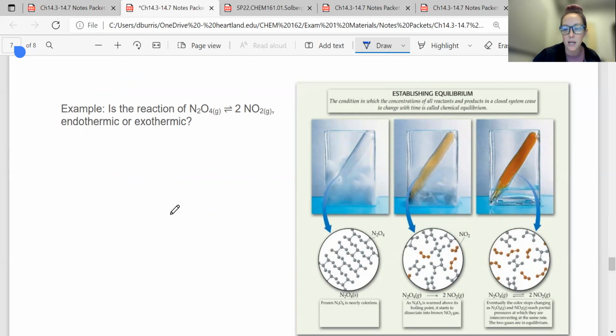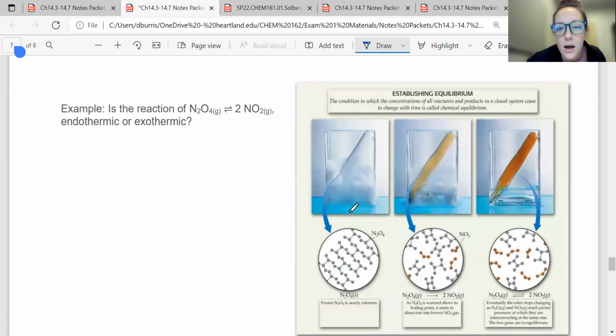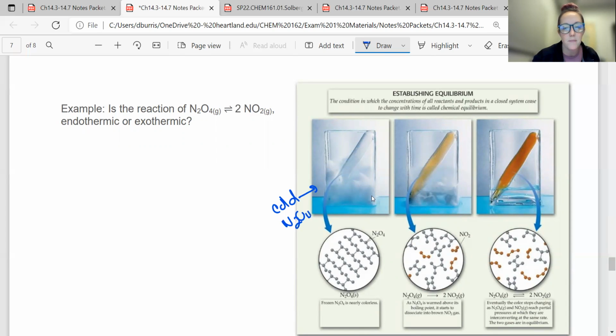So we can tell by looking at shifts if something is endothermic or exothermic. This shows you, and you might not be able to see it really well, but this is when it's really cold or it's frozen. When it's cold, it's clear and it's like all N2O4. And when it's hot, it's brown and it's almost all NO2.